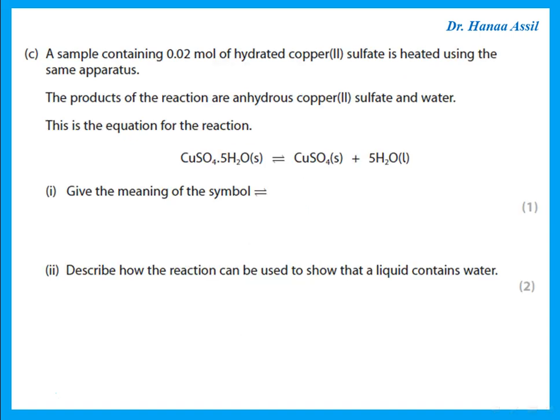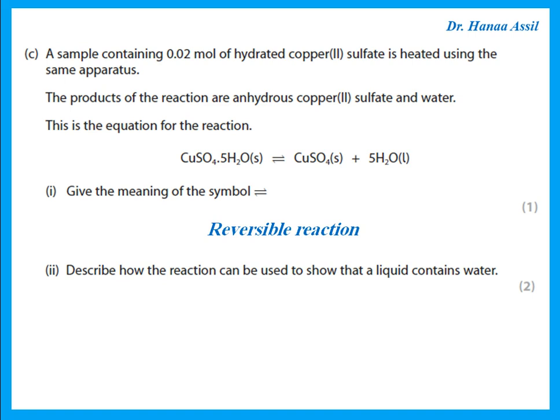A sample containing 0.02 mole of hydrated copper sulfate is heated using that same apparatus that we used. The products of the reaction of hydrated copper sulfate are anhydrous copper sulfate and water. This is the equation. What is the meaning of that symbol? Can you remember what's the meaning of that symbol? It just means that my reaction is reversible. Please pay attention to spelling. Many students write the spelling of reversible in different ways.